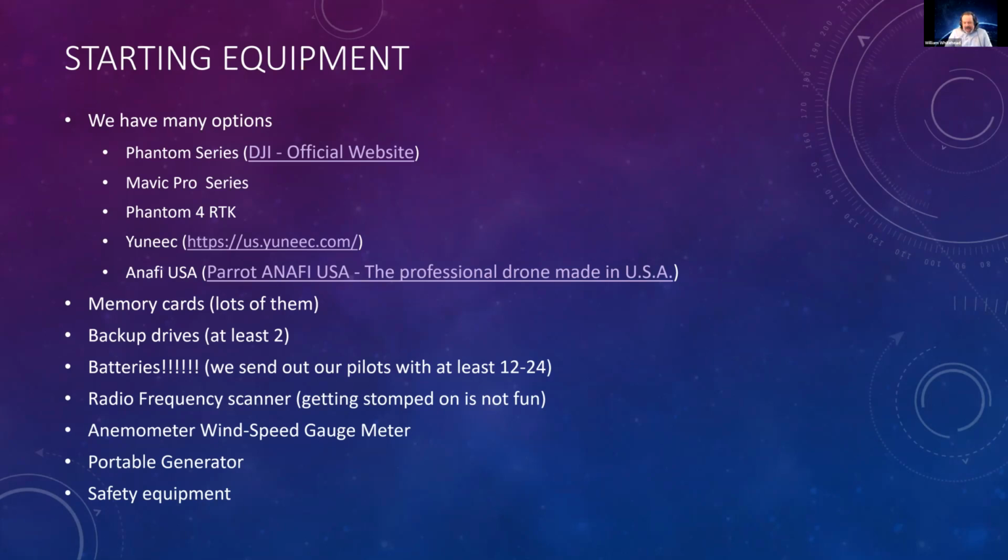So I always bring backup drives and a laptop computer. I typically have all the batteries I need to fly my missions in the day. And if you need more battery time, a portable generator. I also bring out a radio frequency scanner. I bring out a wind gauge. I bring out a temperature scanner.